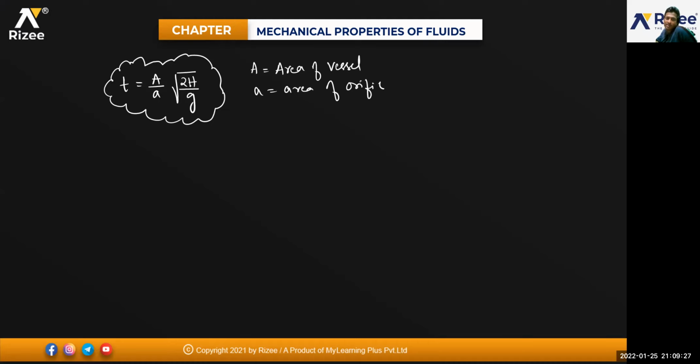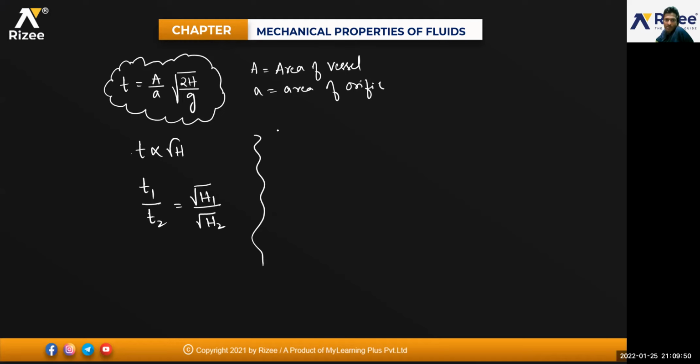H is the height, the original height. g is acceleration due to gravity. So capital A is a constant, small a is a constant. Let's see, T is directly proportional to root of H. So I can write T1 divided by T2 is equal to under root of H1 divided by under root of H2.